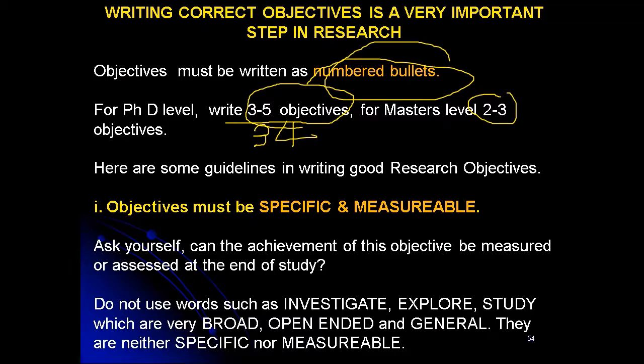Number 1 should be specific, measurable, the SMART one. So ask yourself, can the achievement of the objective be measured or assessed at the end of the study? So if you put investigate, explore, study, how do you measure this at the end of the study? Because they are very broad, open-ended, general. They are neither specific nor measurable.